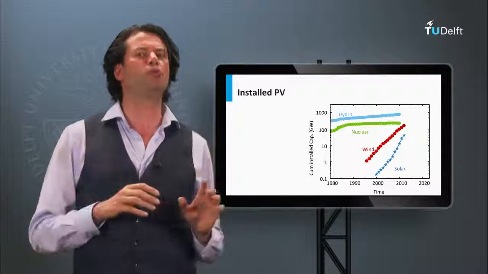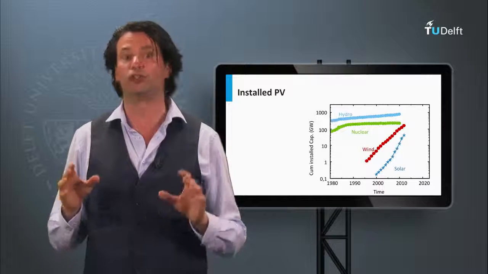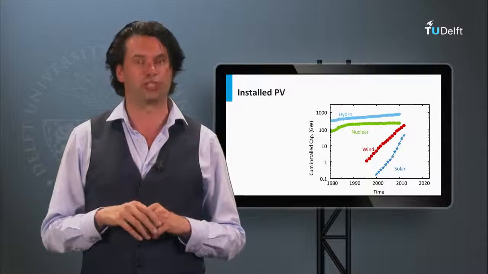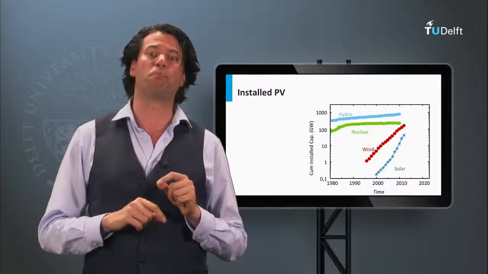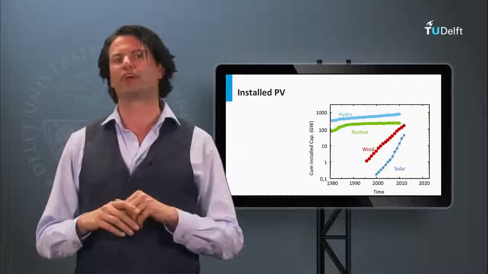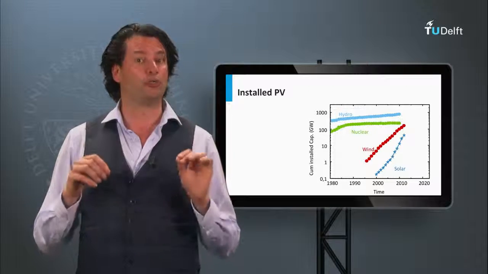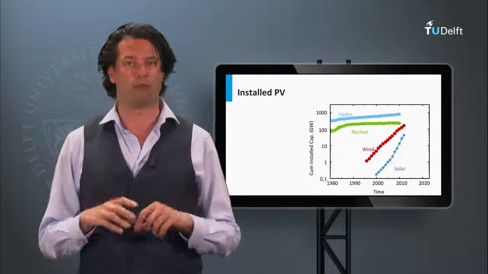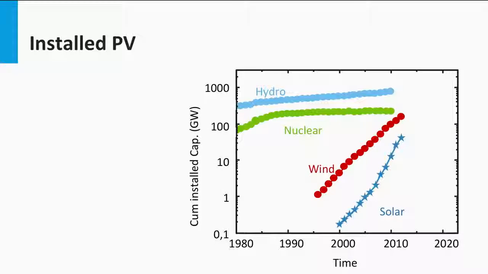In block 1.2 we have discussed that hydropower is responsible for 90% of the total worldwide electricity production and nuclear is 16%. The question now is, how do these numbers compare to solar? For that, I've constructed the following figure. On the vertical axis, you see the cumulative installed capacity, which is expressed in gigawatts of power. Note that this is a logarithmic scale.